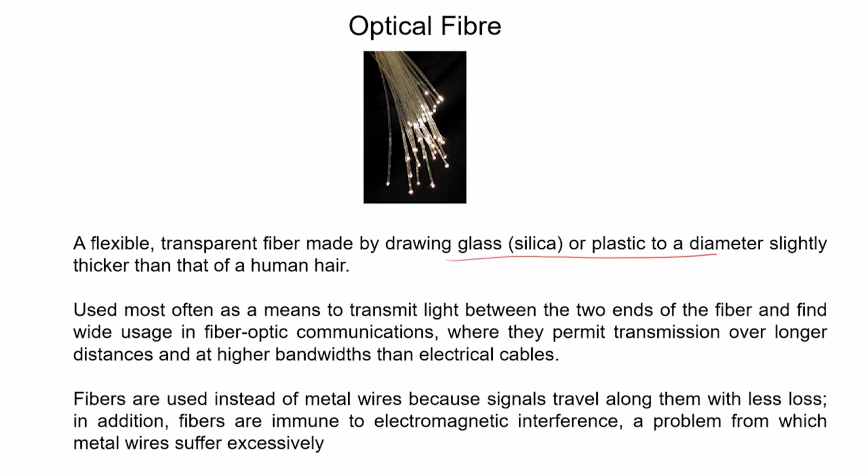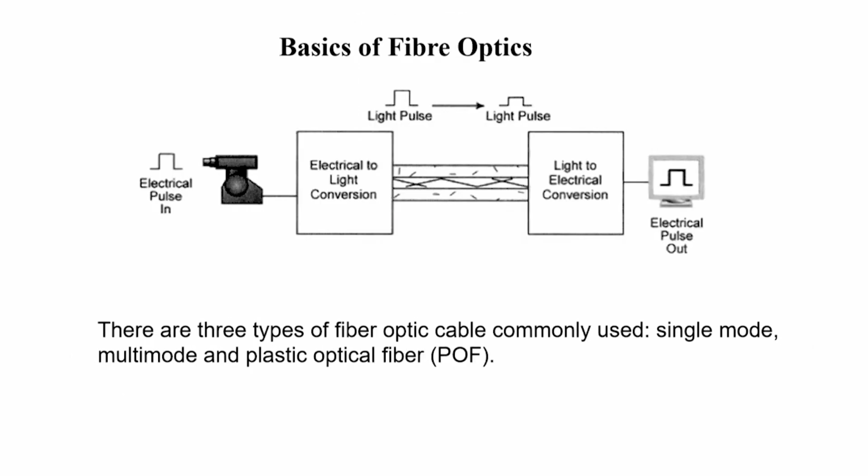So, how would such a system work? Well, as you can see here, there is an electrical pulse in, and that is changed to light, electricity to light. Then there is total internal reflection happening inside the optical fiber, and then there is a light to electrical conversion. Then you are getting the electrical pulse out of the system. Now, you can get this from a glass optical fiber or a plastic optical fiber. We call it GOF or POF.